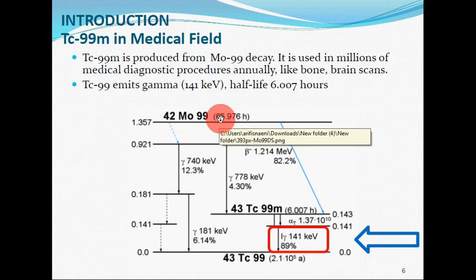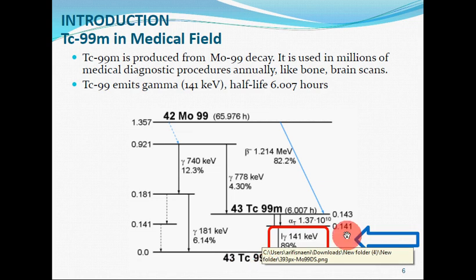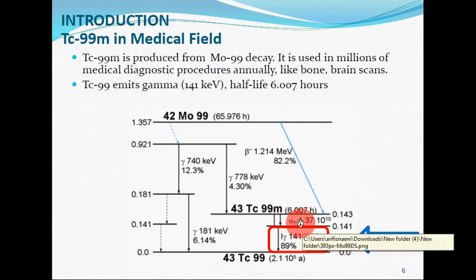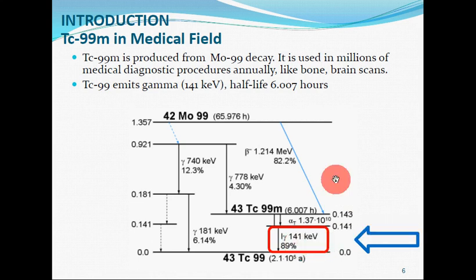Molybdenum-99 decays to technetium-99m and decays again to technetium-99. This is the energy of gamma that is used in the medical field: 141 keV gamma.